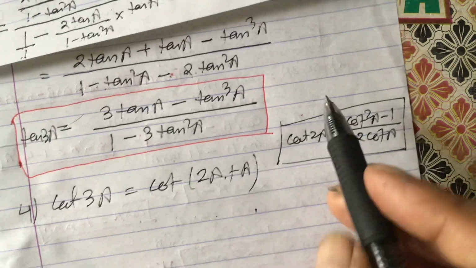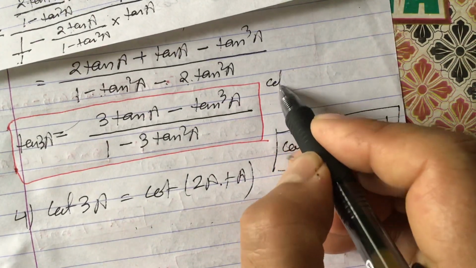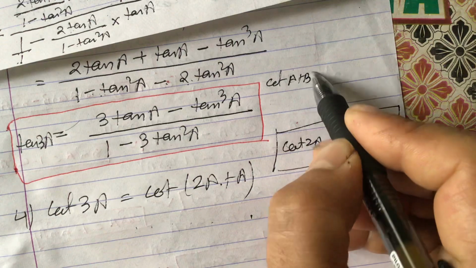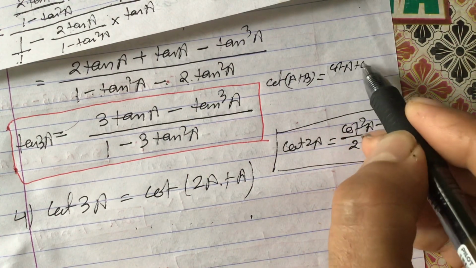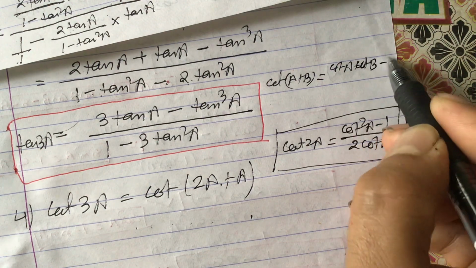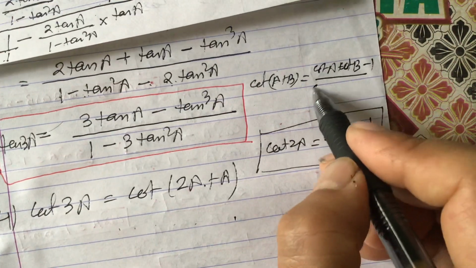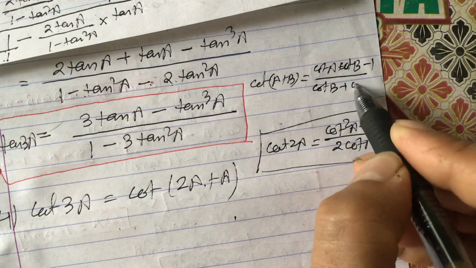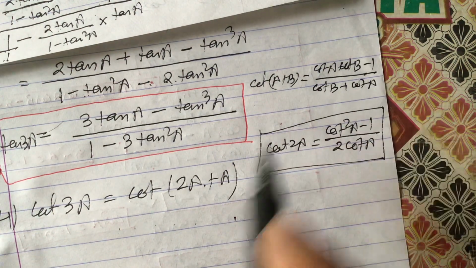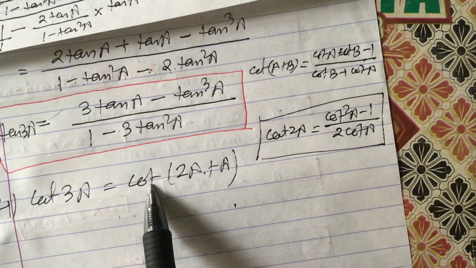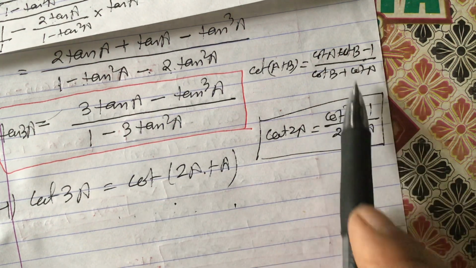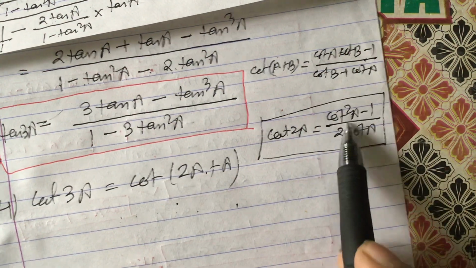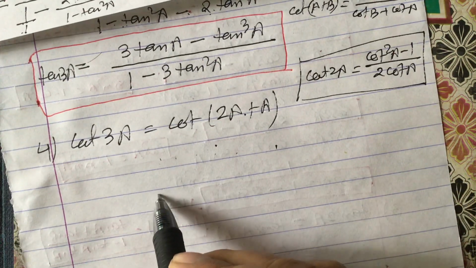This is the formula. So you replace the cot 2A formula by this. First of all, the cot A plus B formula, that also I will tell you. Cot A plus B is equals to cot A cot B minus 1 divided by cot B plus cot A. Okay, this is the formula of cot A plus B. First of all, write down the formula of cot A plus B, you apply. Then wherever you get cot 2A, you replace it by this one and simplify. You will get like this.